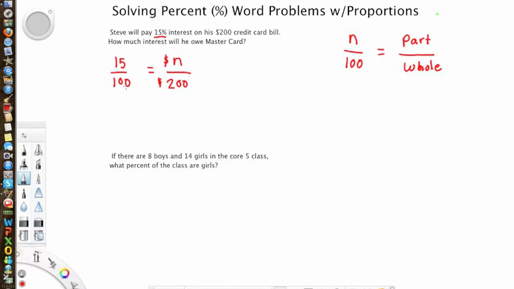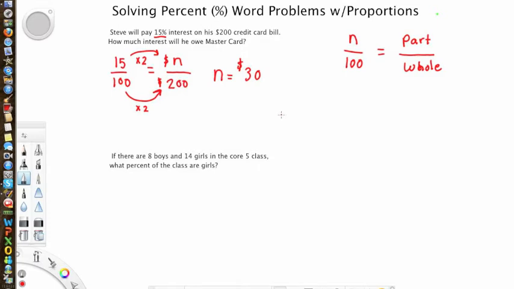Sure enough, when I look at the denominators here, when I go from 100 to 200, what's happening? I'm just multiplying by 2. And if I do that to the denominator, I need to do the same thing to the numerator to keep these fractions equal, or these ratios in proportion to one another. And that's what we're dealing with here. When I take 15 times 2, that means n will equal $30. $30 is 15% of 200.